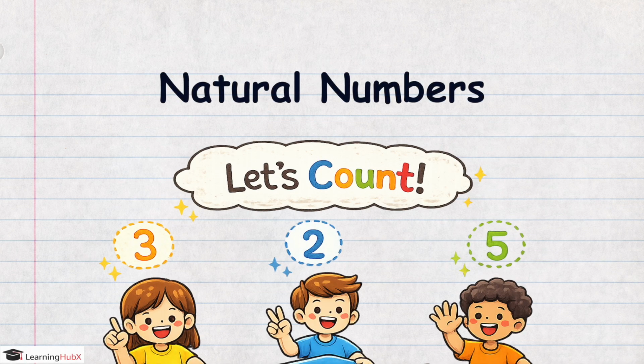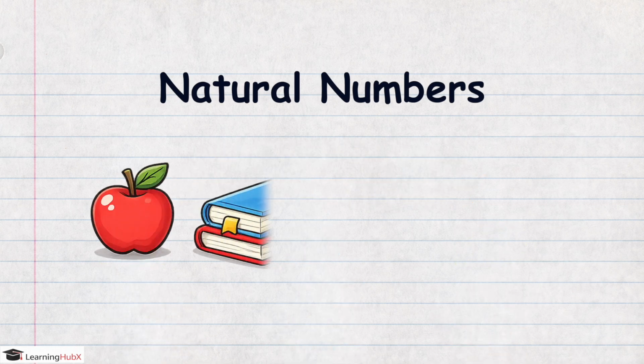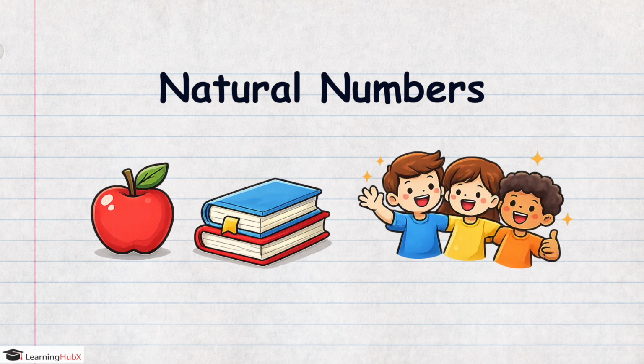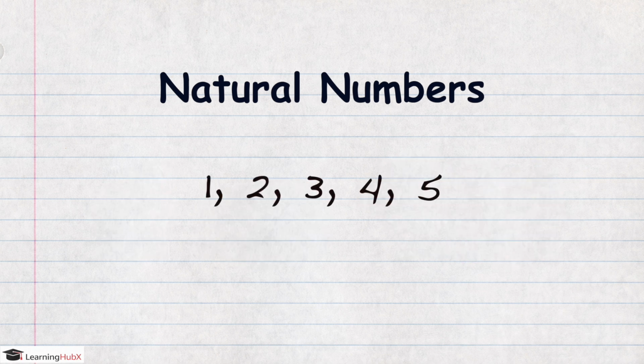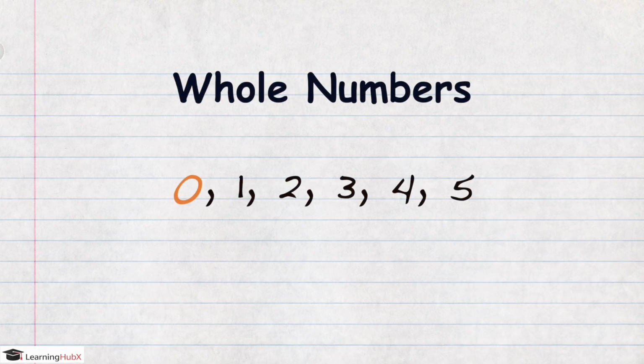Let's start with the simplest one, natural numbers. Natural numbers are the numbers we use to count things. 1 apple, 2 books, 3 friends. Natural numbers start at 1 and go on forever. Now, let's add one important number, 0. When we include 0 with natural numbers, we get whole numbers. Whole numbers are all the natural numbers, plus 0.